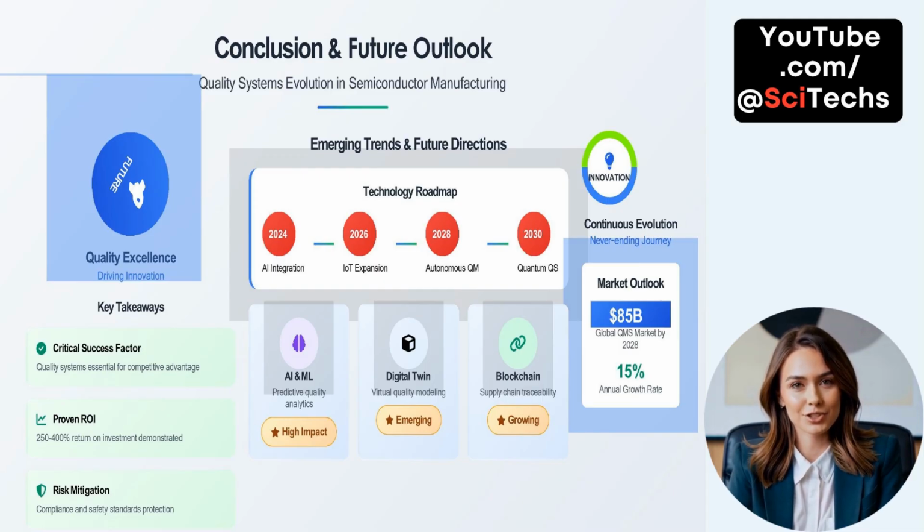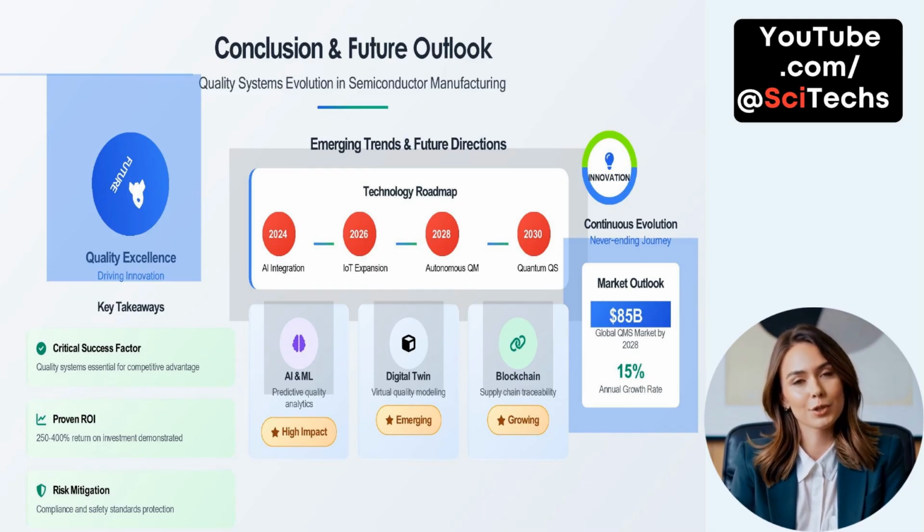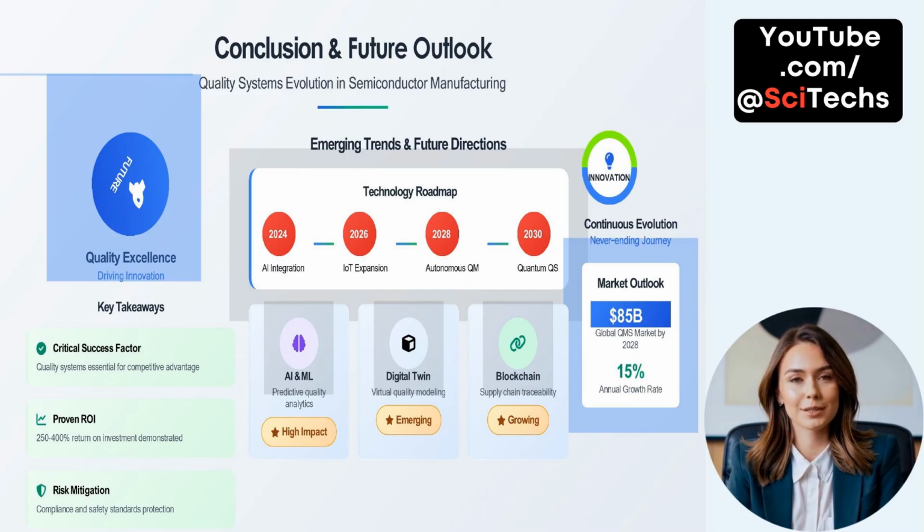Emerging technologies will shape this evolution. AI and machine learning offer high-impact predictive quality analytics. Digital twins are emerging tools that enable virtual modeling of quality performance. Blockchain is growing in importance for supply chain traceability. With a projected market value of $85 billion and a 15% annual growth rate by 2028, the global QMS landscape reflects a continuous evolution, underscoring that quality excellence is a never-ending journey.